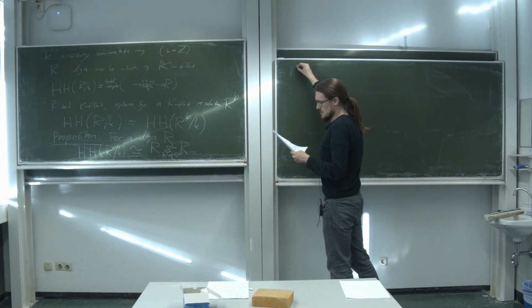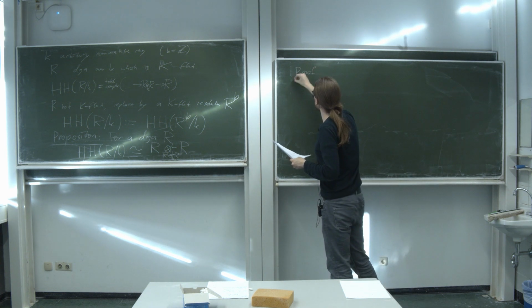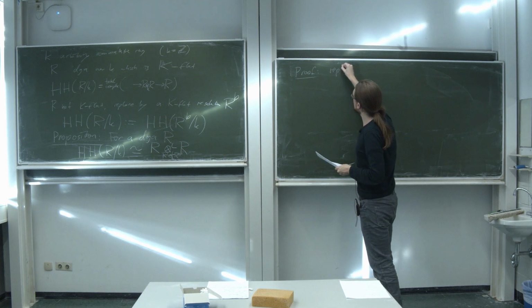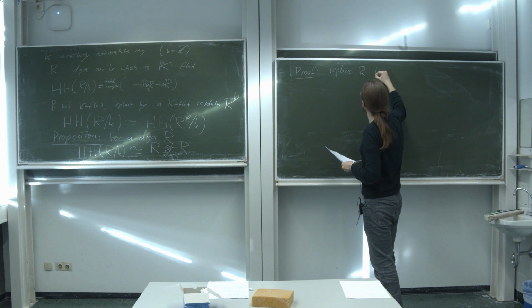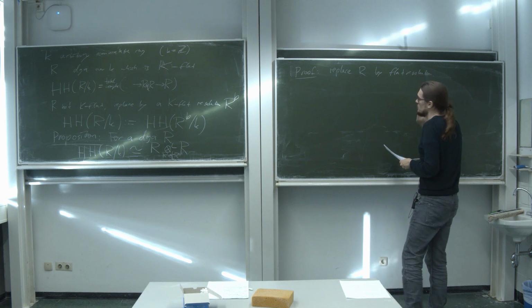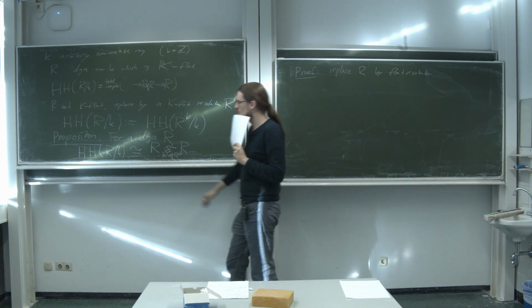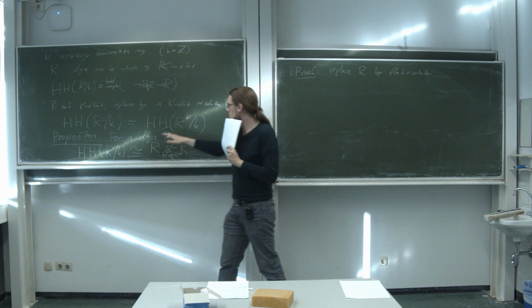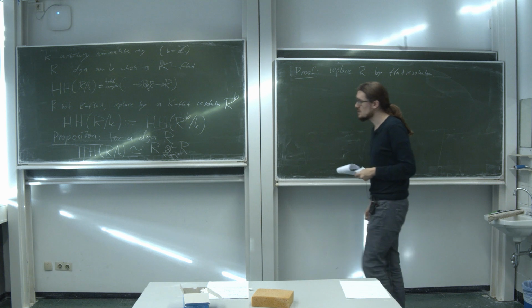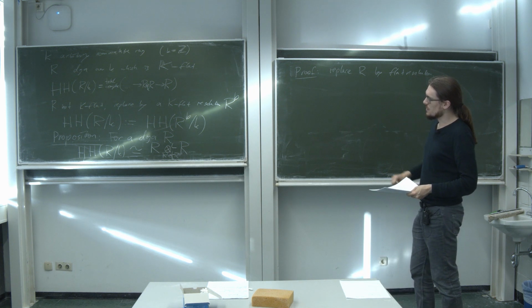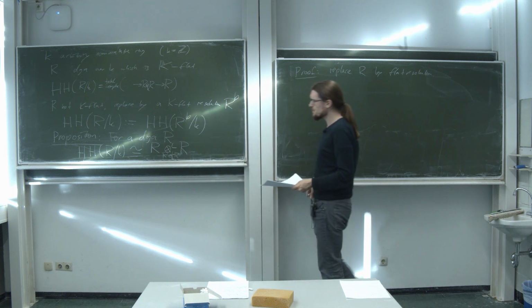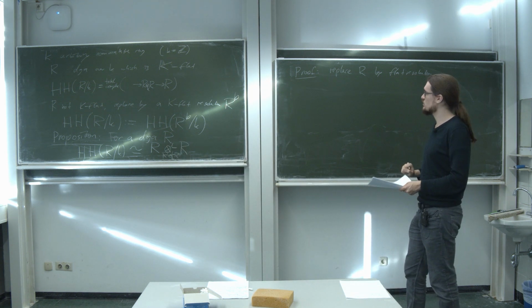So to prove this, note that we can first replace R by a flat resolution. We defined the left-hand side by a flat resolution, so that's clearly compatible with the left-hand side. For the right-hand side, note that since these tensor products are derived, this gives us a quasi-isomorphic result.